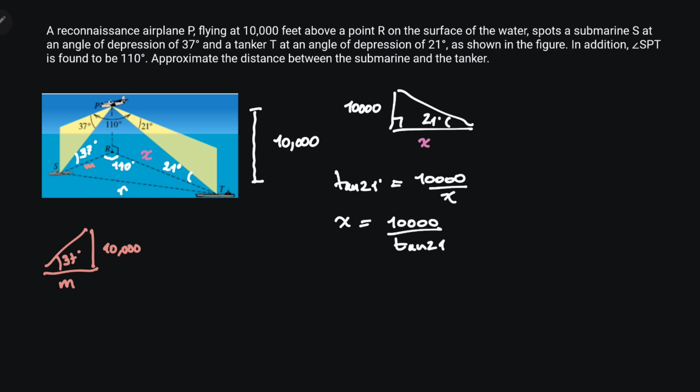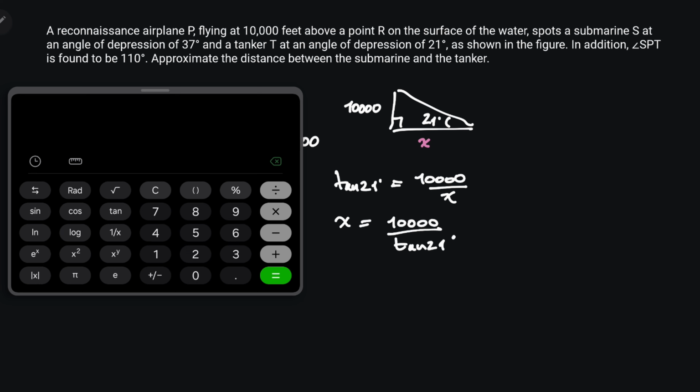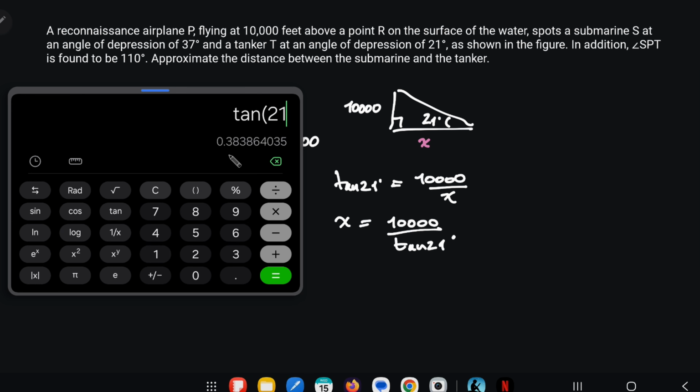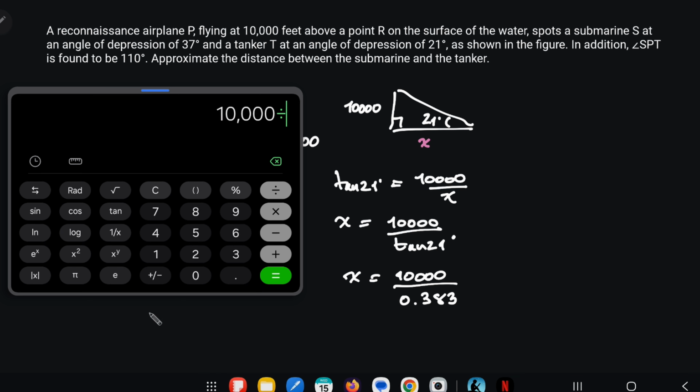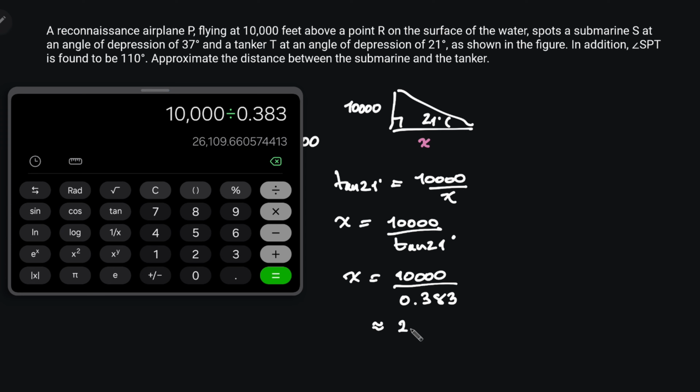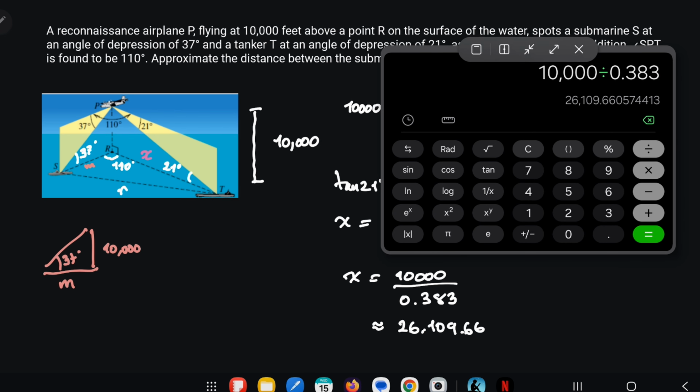But how much is tangent of 21? All right, let's get the calculator. We calculate with the calculator tangent of 21 degrees, and it's 0.383. So let's use the first 3 decimals. So x is going to be equal to 10,000 over 0.383. So now we just need to divide that. All right, so 10,000 divided by 0.383 will be approximately 26,109.66. All right, so that's our value for x.